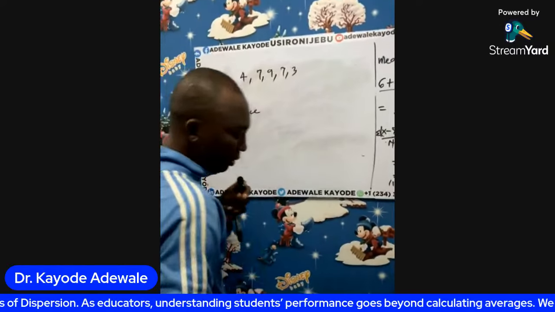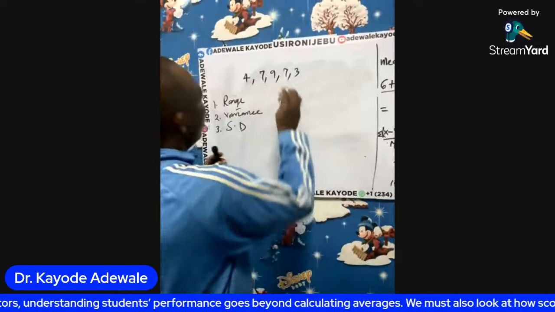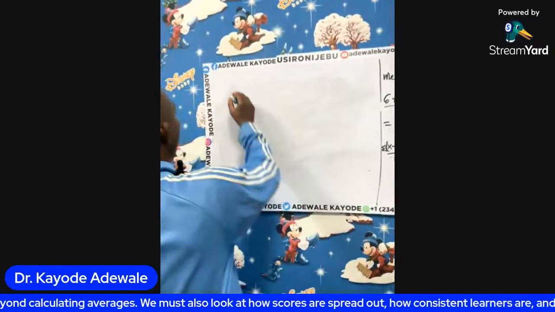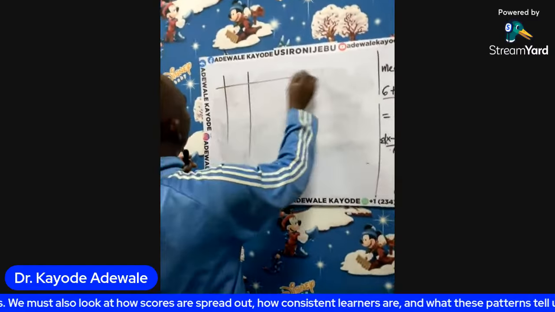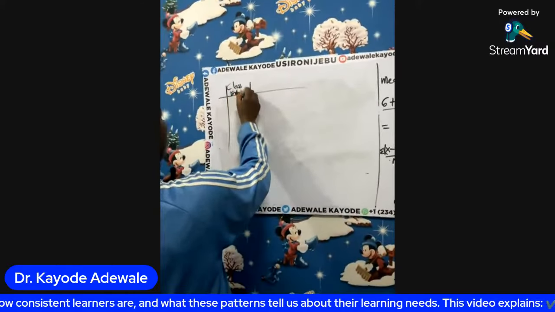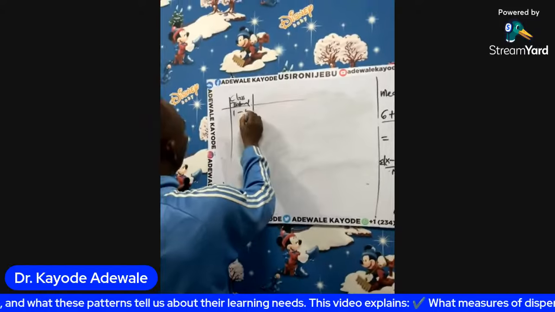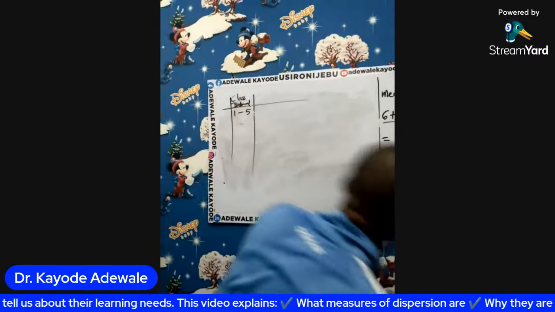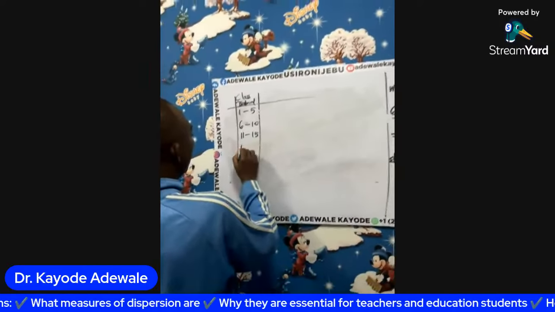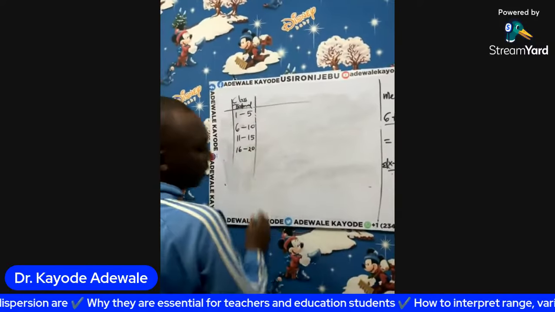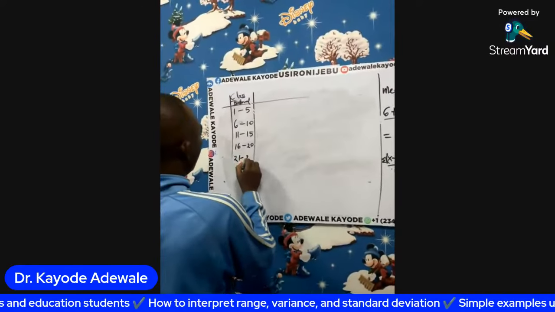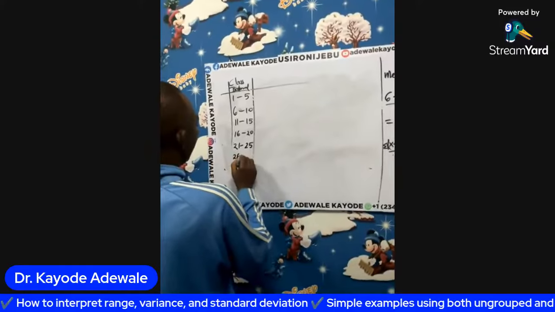So let me give you this. Since you have picked your question, let me give you this as a group data now. Let's say we have the class size or class interval, as it may be, 1 to 5, 6 to 10, 11 to 15, 16 to 20, 21 to 25, and 26 to 30.